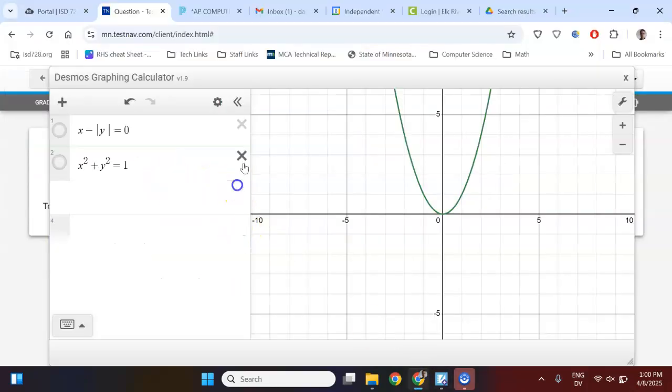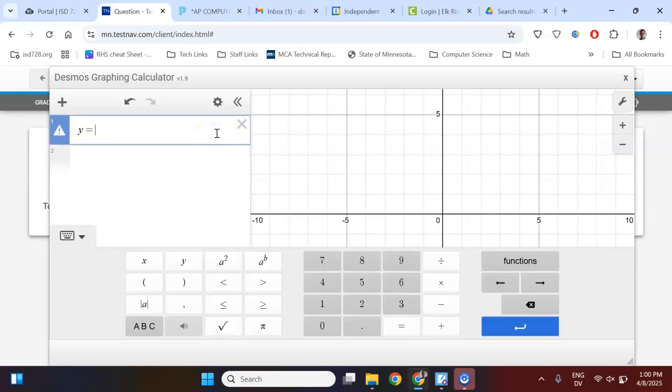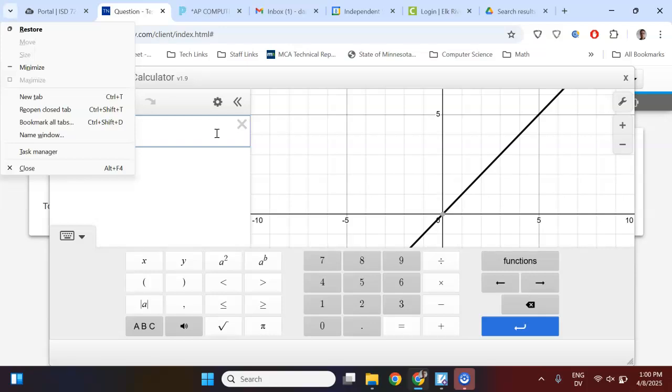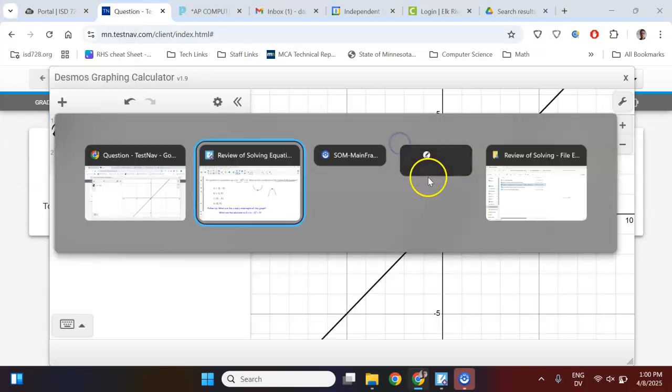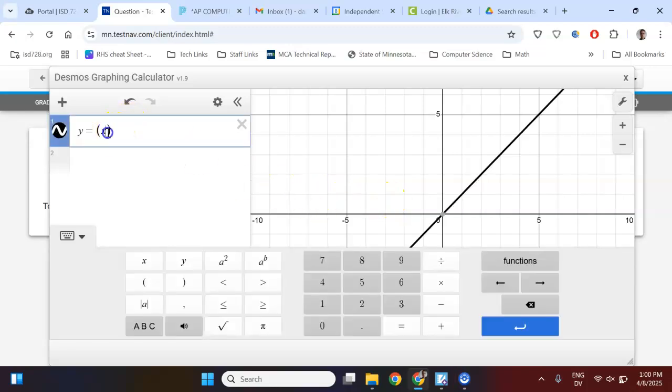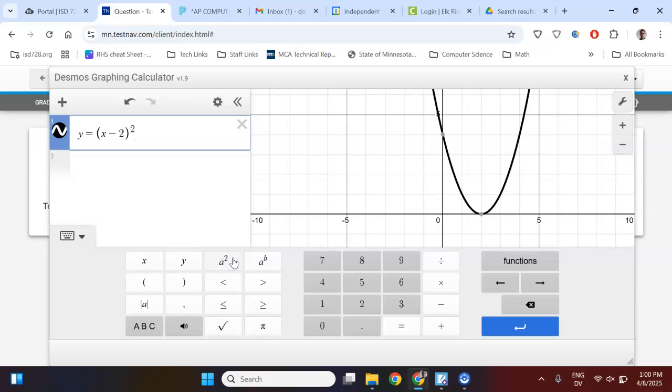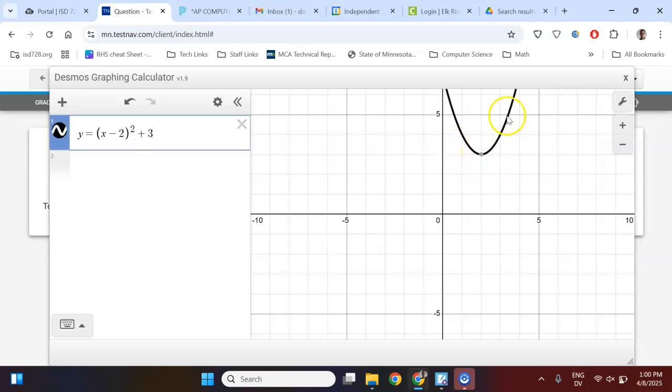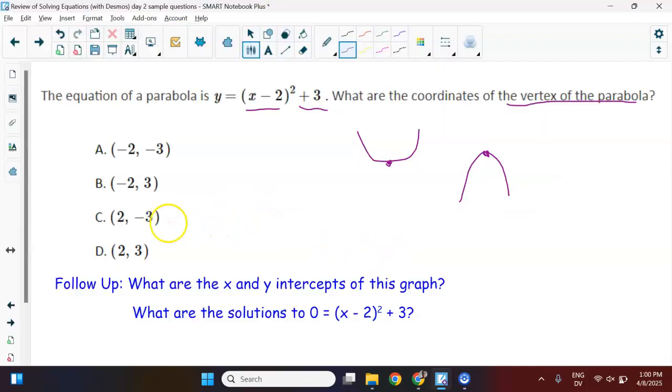So I'm going to delete these old ones here and just type y equals, and then you can just type the parentheses x minus 2 inside the parentheses, squared on the outside, plus 3. And then boom, you can just click right there, and there is your vertex. So our vertex here is going to be 2, 3.